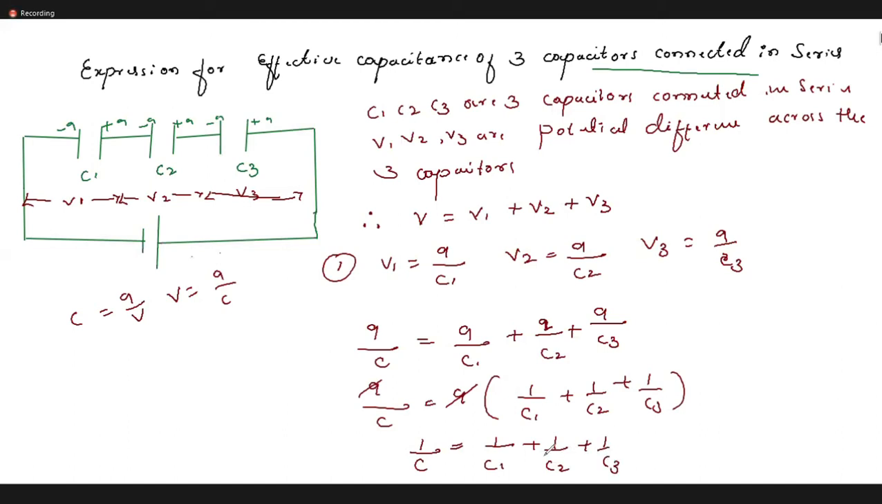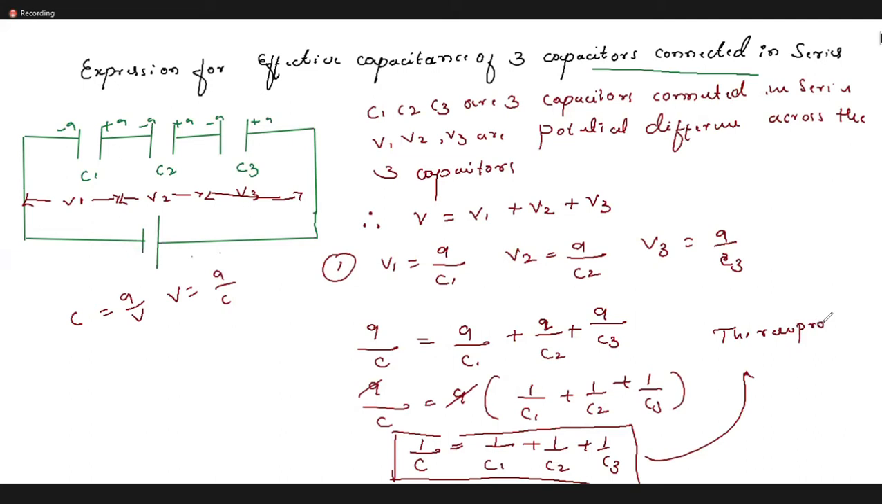So the reciprocal of the equivalent capacitance is equal to the sum of the reciprocals of the individual capacitances, right? You can write here, this is the expression for the effective capacitance of three capacitors connected in series.